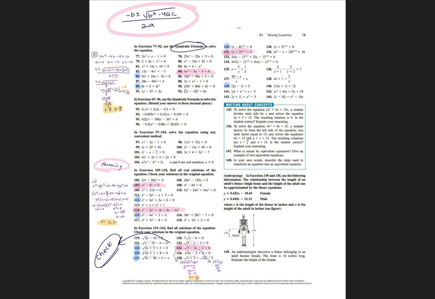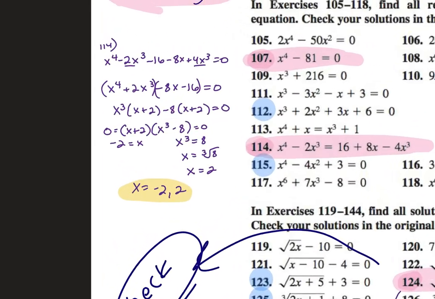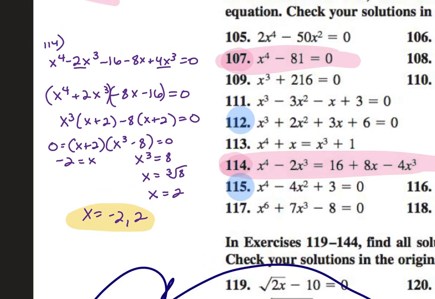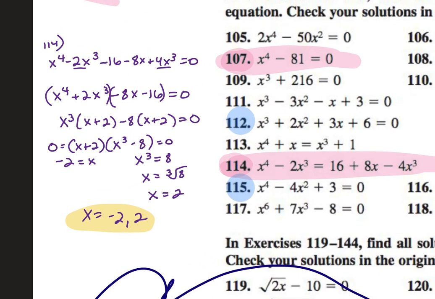Can you show 114? Sure. That's here. You want me to work it out? I can just look at it. Okay. So I got everything to one side. Combine your like terms, and then it's factoring by grouping.